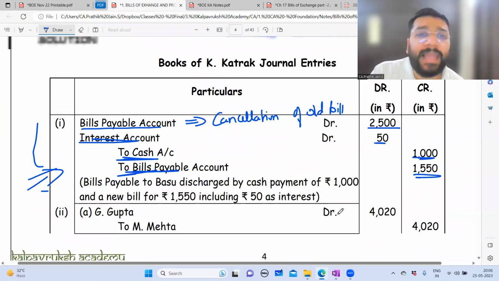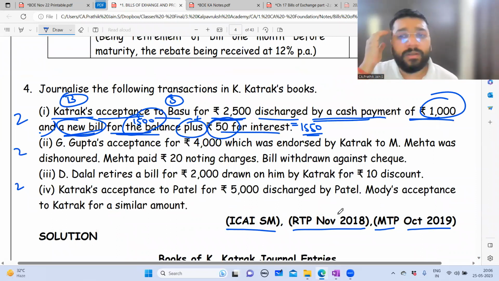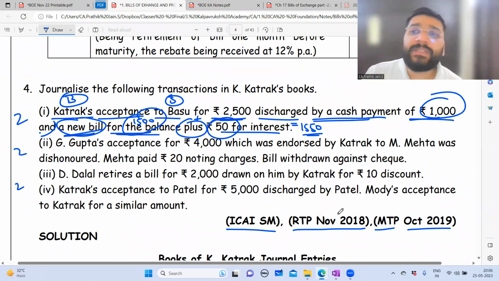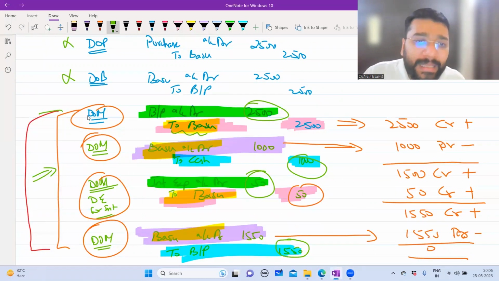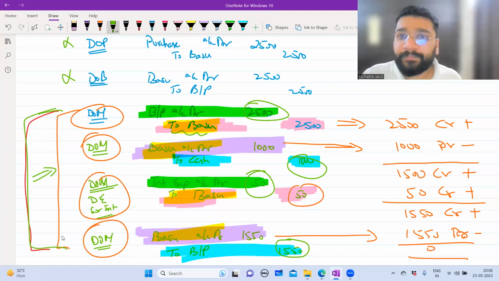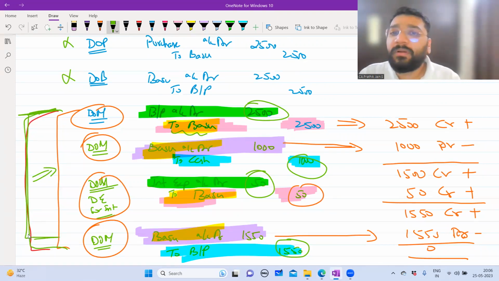You just focus on the language of the question. On the due date, the bill was not honored. Therefore, on that date, only 1,000 rupees is paid. For the balance, 1,500, interest is recorded. So if you see, the entire question is revolving around the concept of cancellation of a bill and the creation of a new bill. The language of the question focuses right from the cancellation of the bill entry to the creation of the new bill.